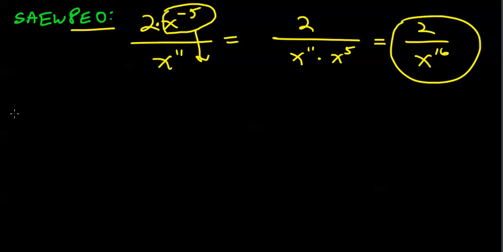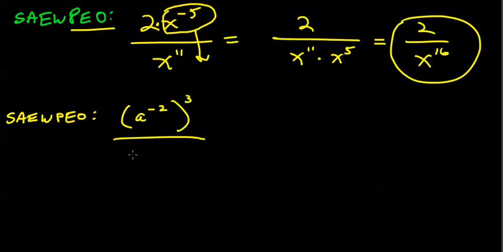Alright, something a little nastier. Simplify and express with positive exponents only. And this one looks a little nastier. A to the minus 2 power cubed divided by a squared to the minus 4th power. Alright, more than one way to do this. I always like to take the path I call the path with the least ink.